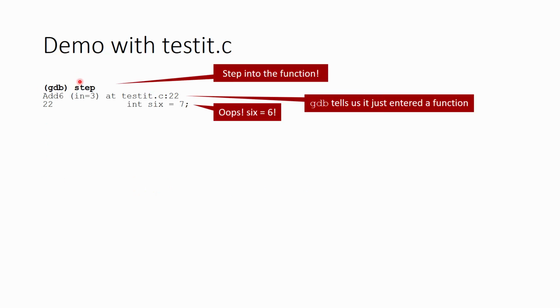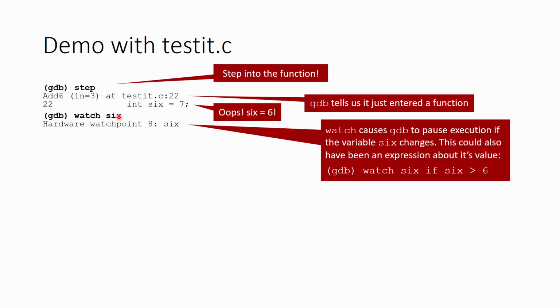Now we can run step to step into the function. And GDB will tell us, all right, you're now in the function. So now we're in add 6, and it'll tell us what the value of the variable was that we came in with. And right here it tells us, line 22, that the integer called 6 was set equal to 7, and it should have been 6. So we can set a watch point on 6. This is a handy tool.